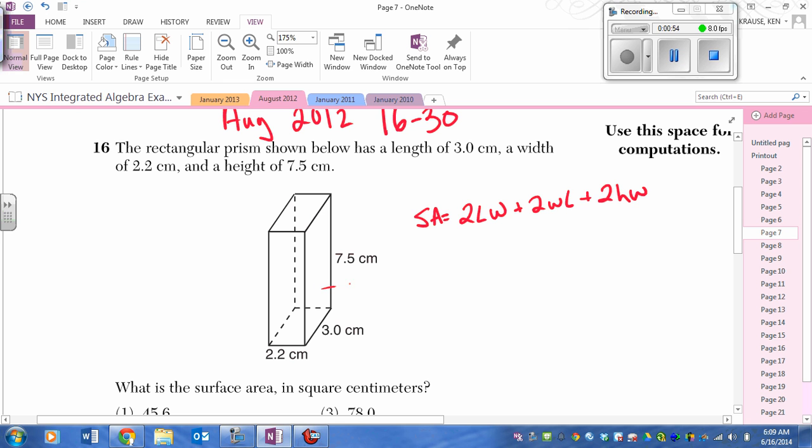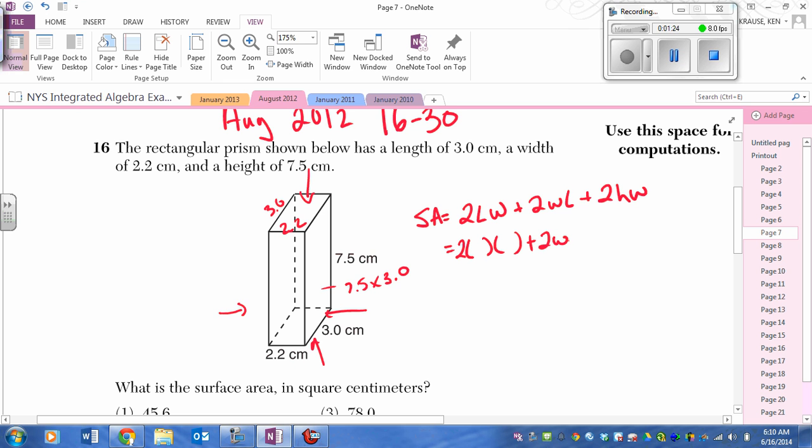Like on this side, it's 7.5 times 3.0. On the top, it's 2.2 times 3.0. So we'll just put all these numbers in. And it's 2 because there's one on top and one on bottom, one on left and one on right, one in front, one in back. That's why it's always 2. So 2 length widths, and then 2 width lengths.